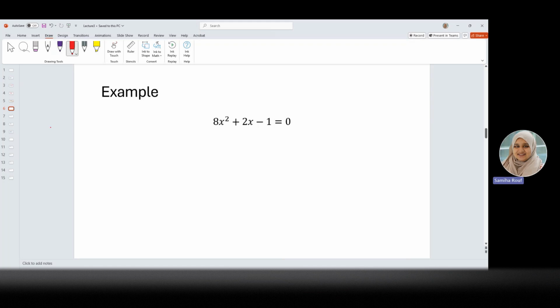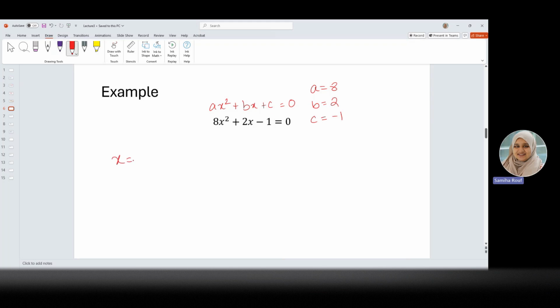Now, the equation, okay, we have 8x squared plus 2x minus 1 equals 0. So it's already in standard form. So again, the standard form is ax squared plus bx plus c equals 0. So based off of that, what do I have? That means my a is 8, my b is 2, my c is -1. Okay, so keep track of the signs.